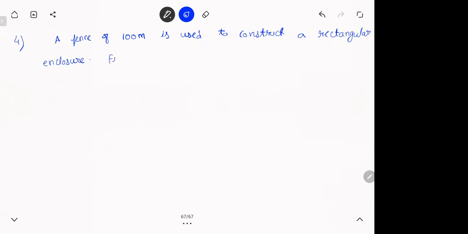Now see another question. It will be a fence. 100 meters is used to construct a rectangular enclosure. Find the maximum area possible.